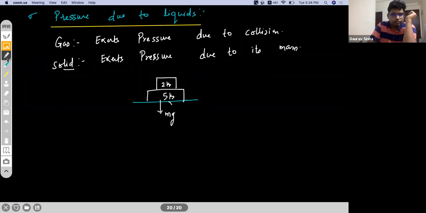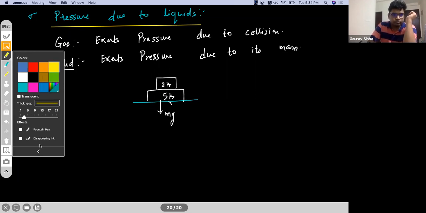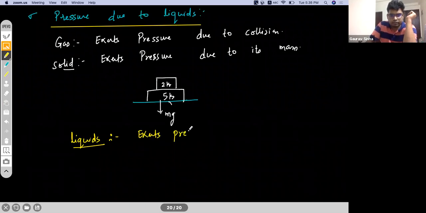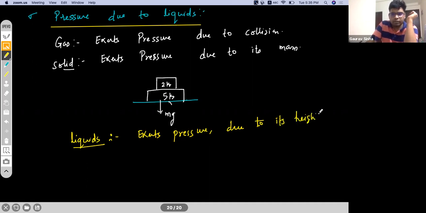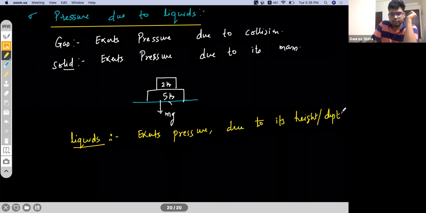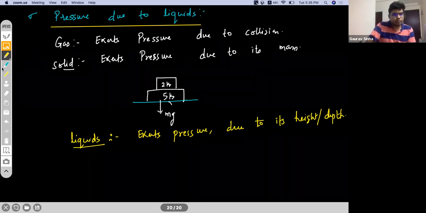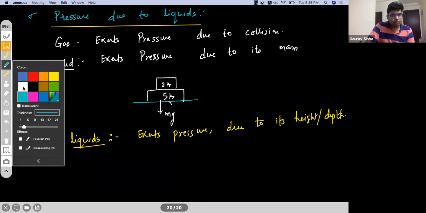When you talk about liquids, it exerts pressure due to its height or depth, also we can say, depth. Okay, have you seen this formula? I want you to respond, all of you. Have you seen this formula before?